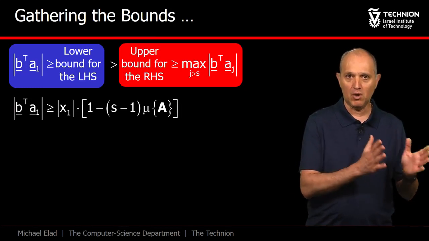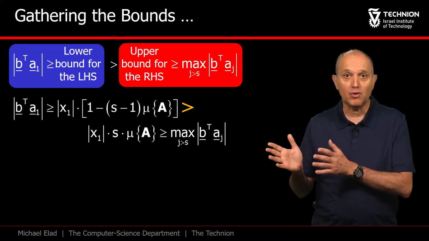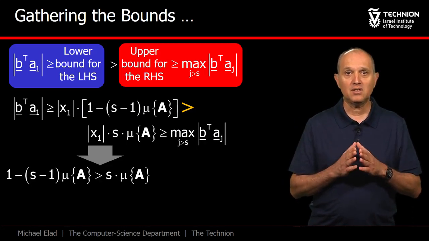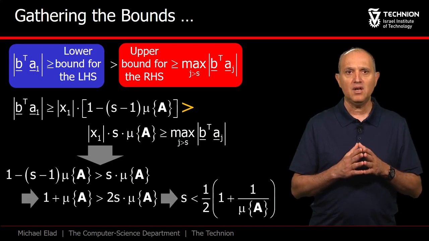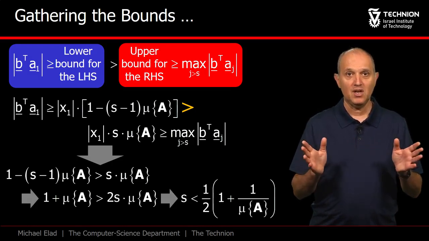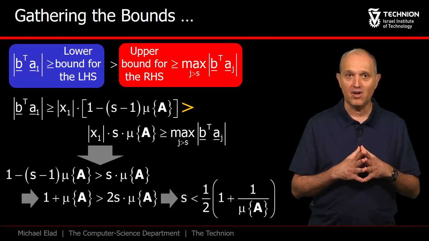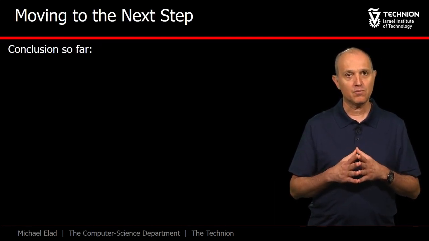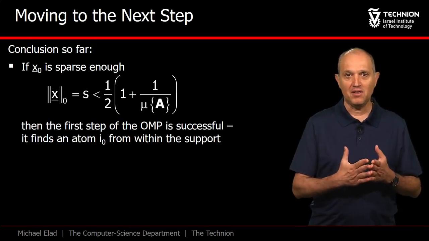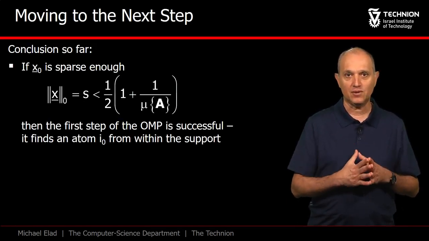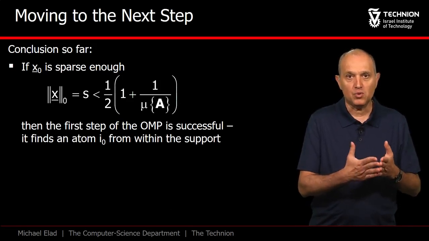We demand that the lower bound of the left-hand side will be bigger than the upper bound of the right-hand side. This inequality is simple to manage. Reordering its terms and a little bit of algebra, we see that the dependency on x1 vanishes, and we get to the requirement that S should be smaller than 1/2 of 1 plus 1 over mu. This is quite exciting. We got that if S is small enough, then the first round of the OMP is successful. This means that the atom that will be chosen is from within the true support.